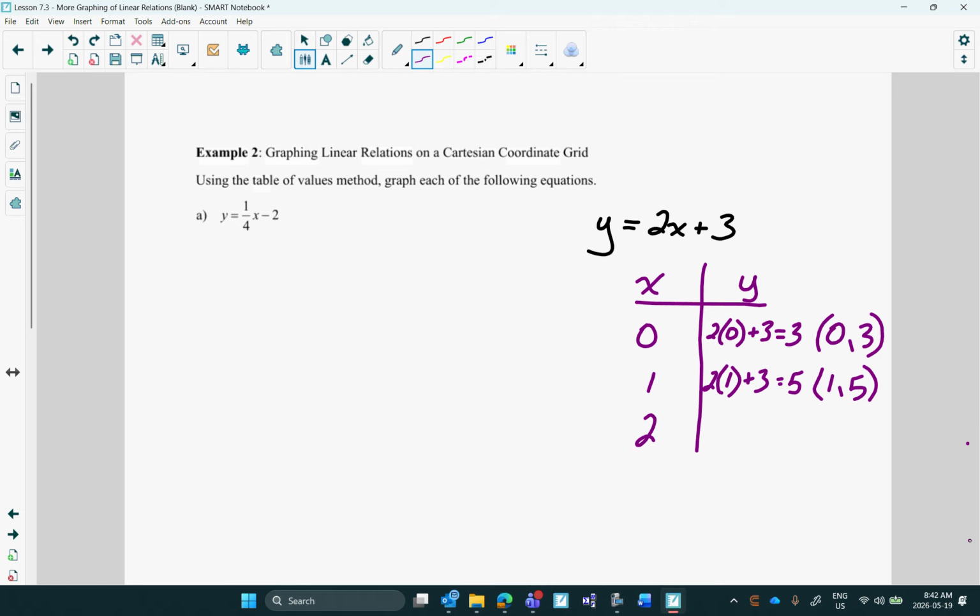Just to make sure, I'm going to do one more. 2 times 2 plus 3. Yeah, you can see a pattern, 3, 5, 7. So (2, 7).